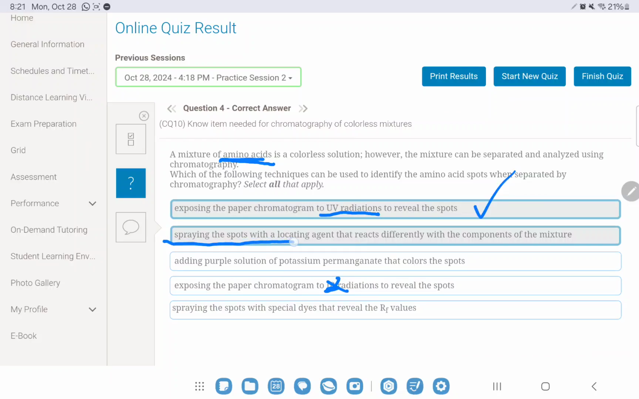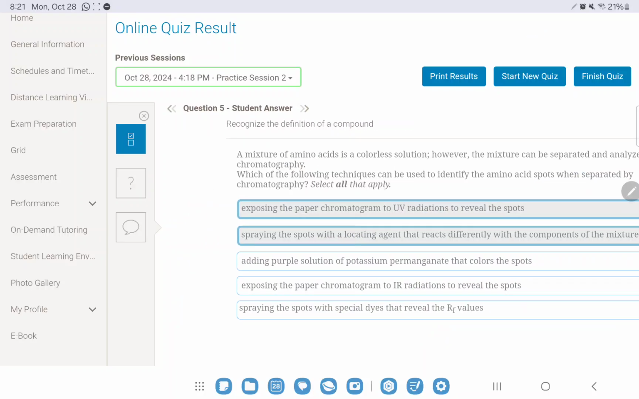And you have to spray them with a locating agent that reacts differently with the components of the mixture. Purple potassium permanganate, not going to do anything for these amino acids. Paper chromatography IR radiation, no, not IR, UV. Spraying the spots with special dyes, no, there are no special dyes. We have locating agents. Now next question.